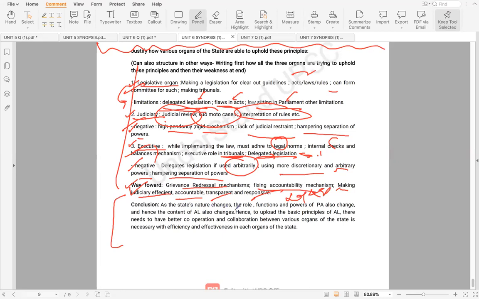Conclusion: as the state's nature changes, the role, functions, and powers of public administrators also change, and hence the content of administrative law also changes because the state's powers and functions are changing. So administrative law is also changing. Hence, to uphold the basic principles of administrative law, there needs to be better cooperation and collaboration between various organs of the state to ensure necessary efficiency and effectiveness in each of the organs.